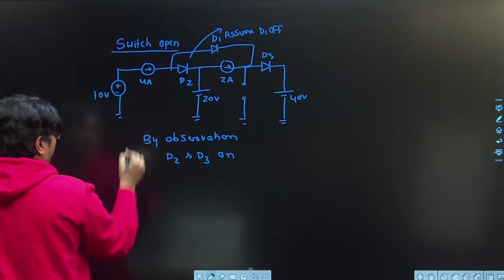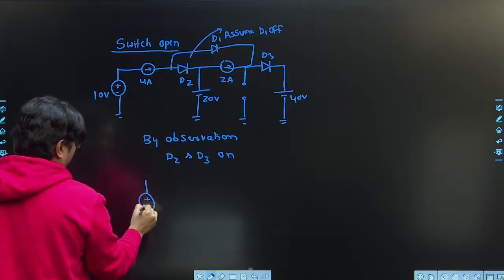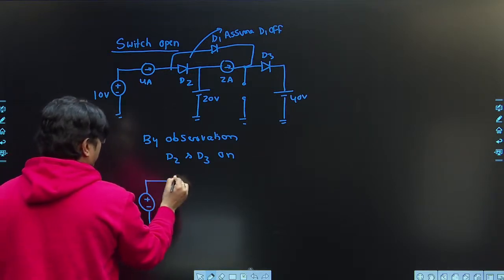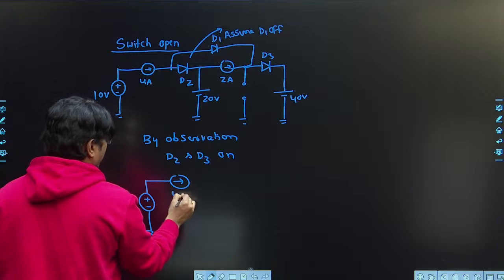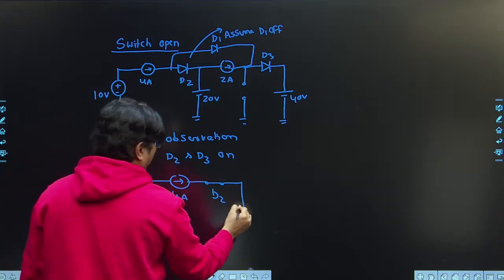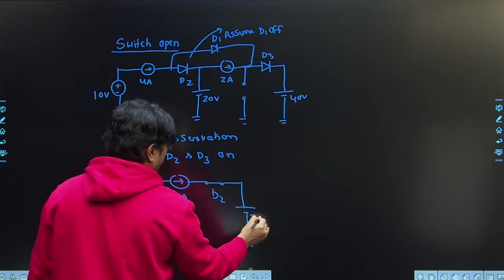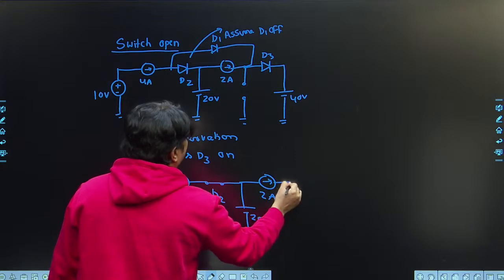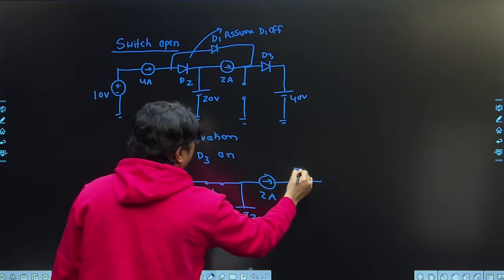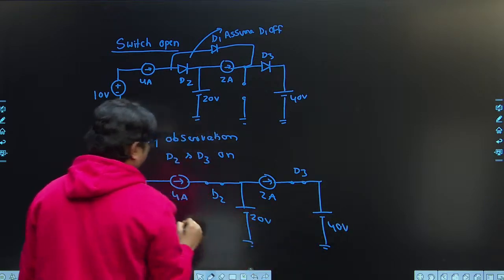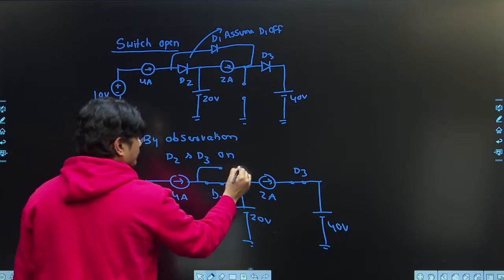That's why we have to replace this model with 2 diodes on now. 10 volts battery, next we have a current source 4 amperes, we have a short here, D2 with a battery of 20 volts, next we have a current of 2 amperes with a short again, D3 with a battery of 40 volts. Just we have to check this diode D1 position.